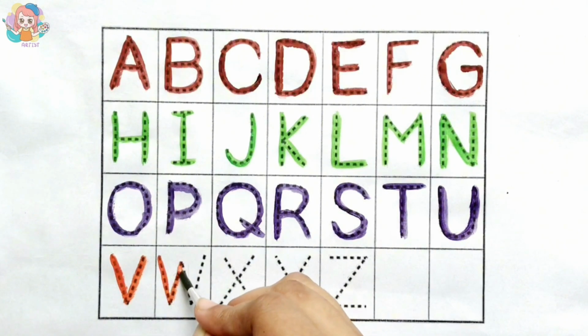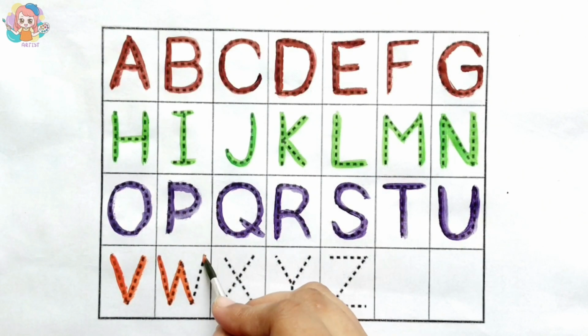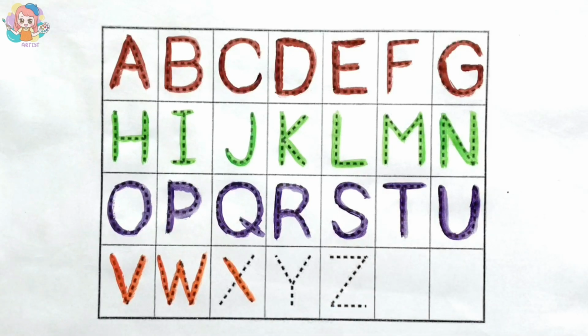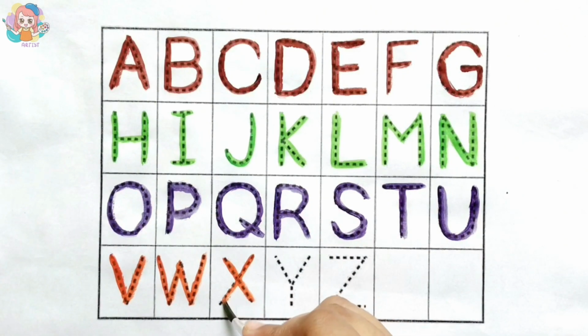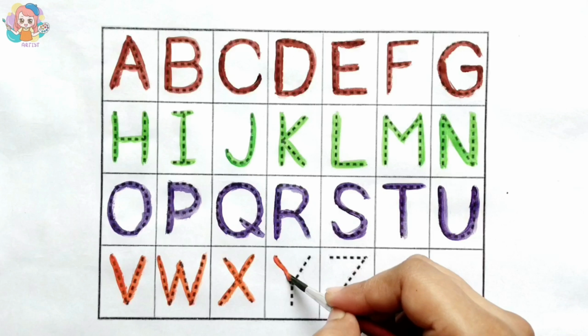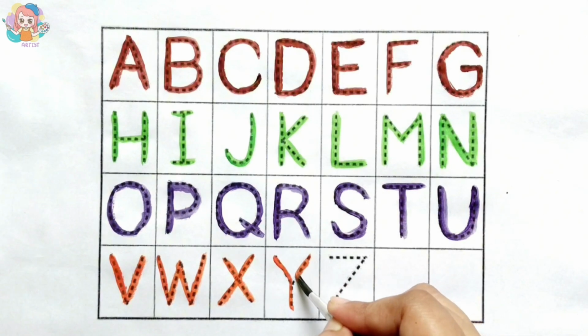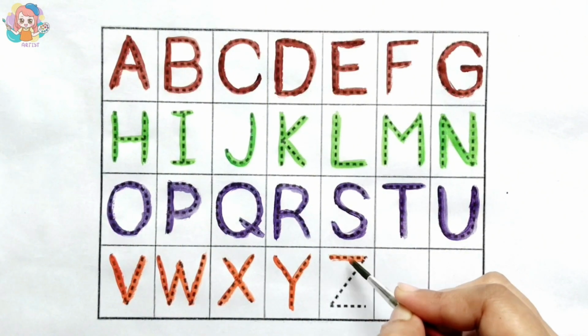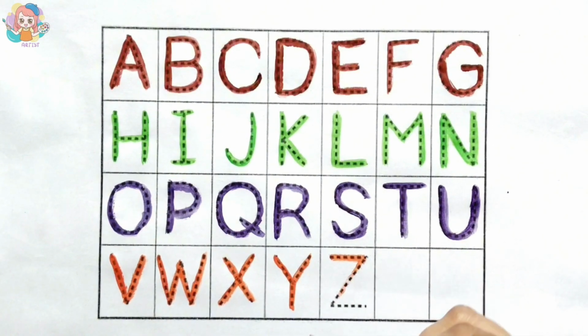W for watermelon. X for xylophone. Now I know my ABCs. Y for yogurt. Won't you sing with me? And last alphabet Z. Z for zebra.